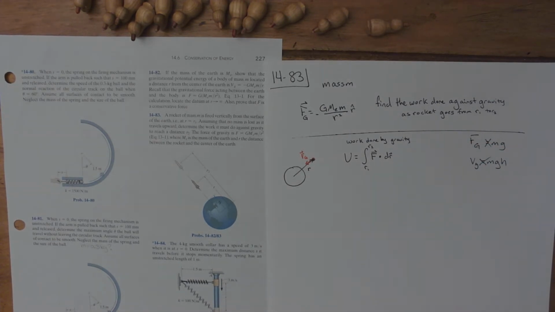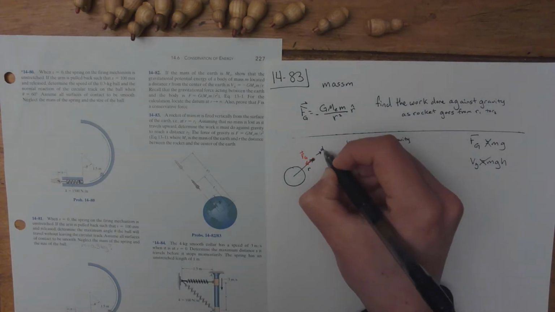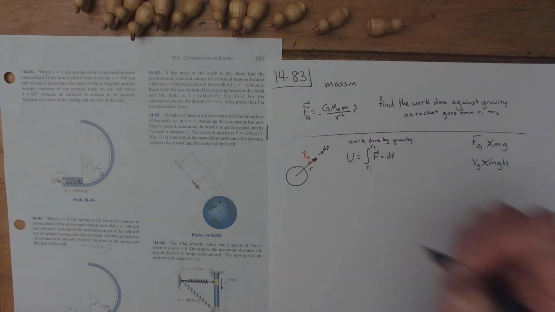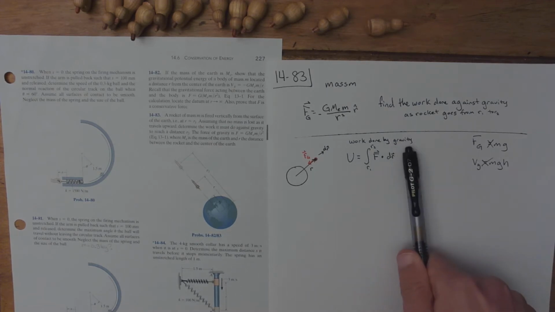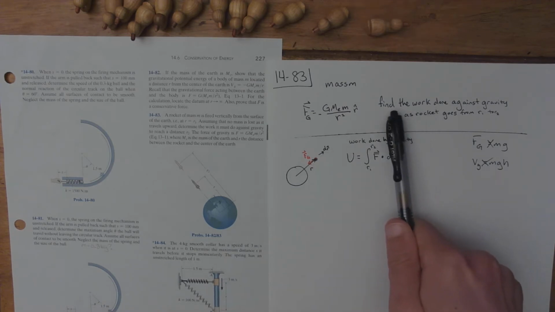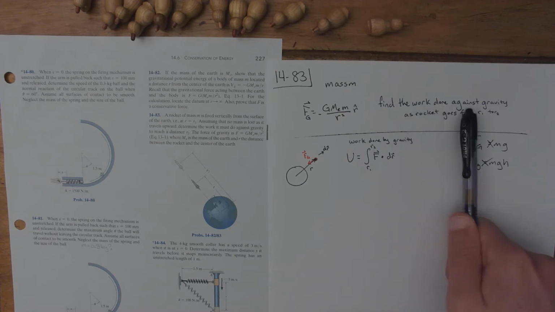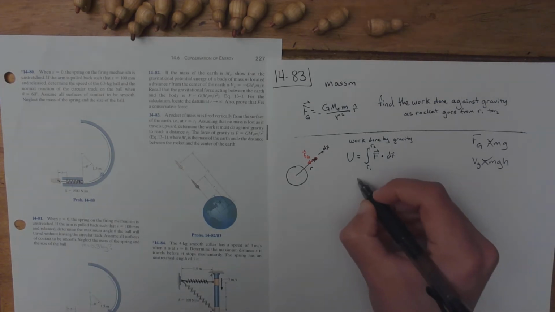The rocket is moving this way, and the force of gravity is pointing towards the center of the Earth. So if I find the work done by gravity, the dot product there is going to be negative. But I'm actually asked to find the work done against gravity, and so that quantity is going to have the opposite sign of the work done by gravity. But I'm just going to go ahead and calculate this first and worry about the sign afterwards.